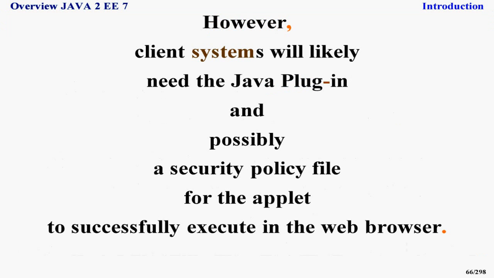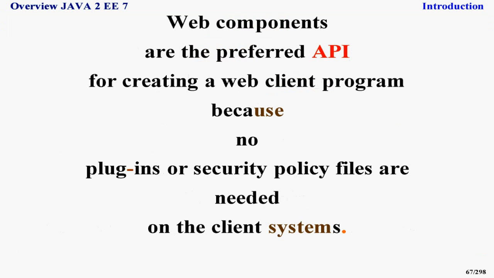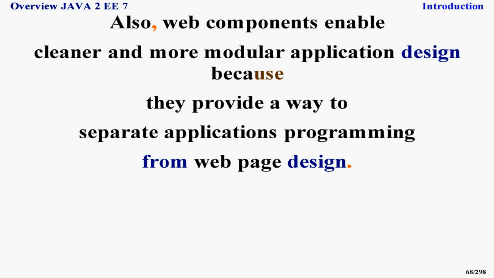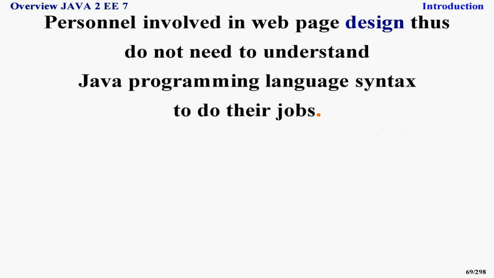However, client systems will likely need the Java plugin and possibly a security policy file for the applet to successfully execute on the web browser. Web components are the preferred API for creating a web client program because no plugins or security policy files are needed on the client systems. Also, web components enable cleaner and more modular application design because they provide a way to separate application programming from web page design. Personnel involved in web page design thus do not need to understand Java programming language syntax to do their jobs.